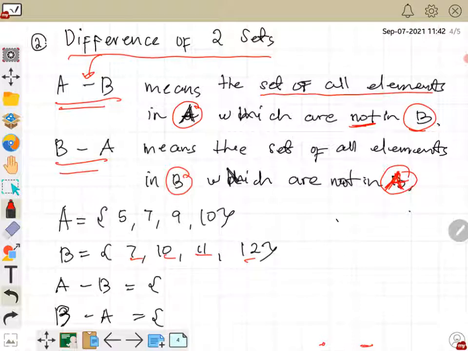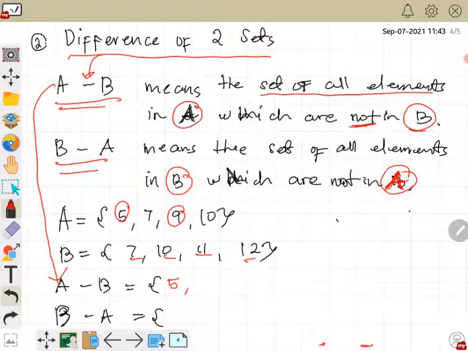So let's try to find A minus B. What does it mean by A minus B again? A minus B means what are those elements in A that we cannot find in B. So what are those? We have 5. 5 is an element of A but not an element of B.